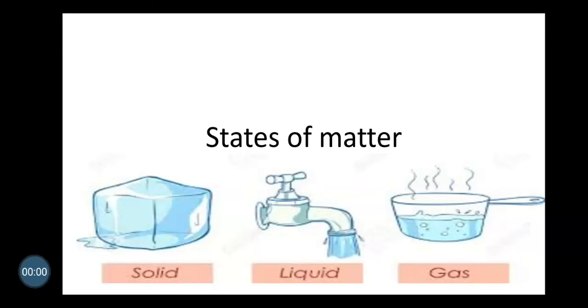Fine. Today I will start a new lesson about states of matter and about the changes in the states of matter. I said before that matter is anything that has mass and volume, or everything around us. Mass is the amount of matter in an object, and volume is the space occupied by an object. We know before that the states of matter are solid, liquid and gas.